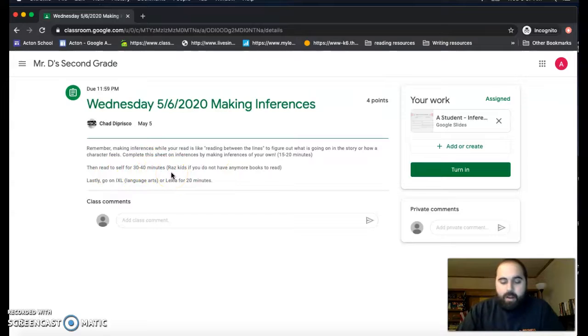If you're out of paper books at home because you've plowed through them all, you can go on to Raz Kids if you don't have anything else to read. And you can read a couple of books in there for that time. Lastly, you can go on to IXL Language Arts or Lexia for 20 minutes.